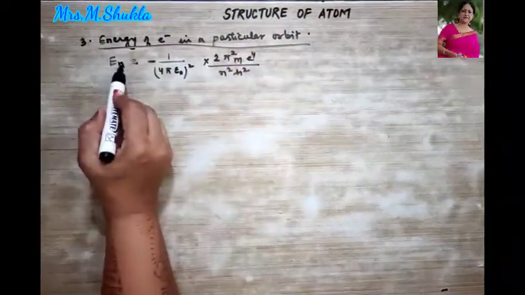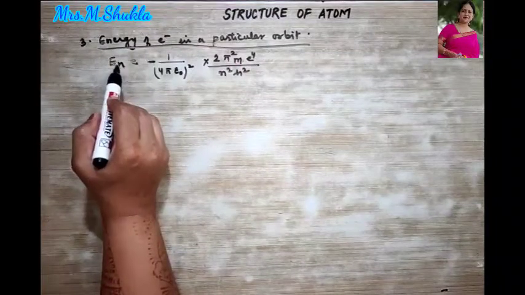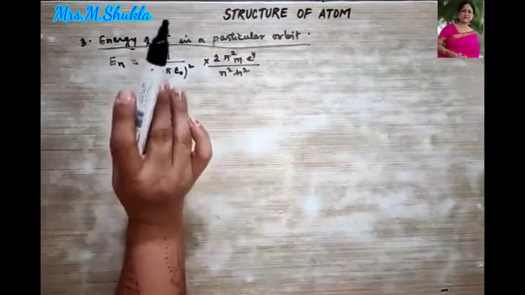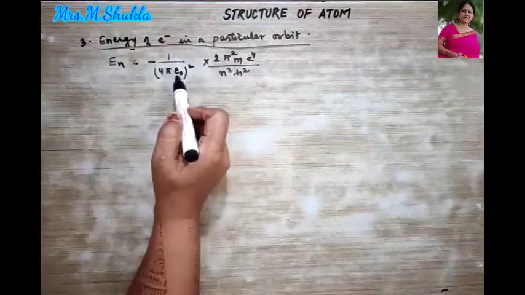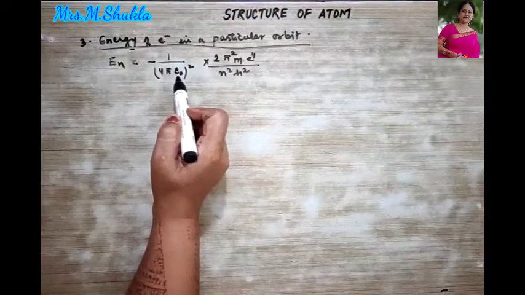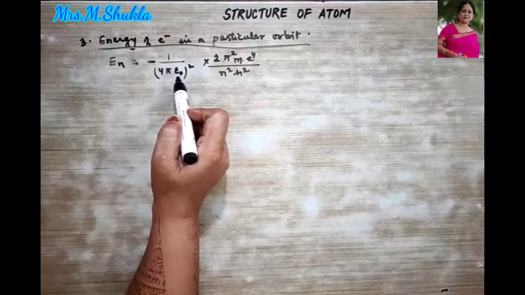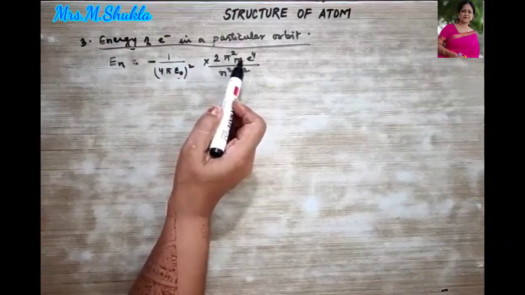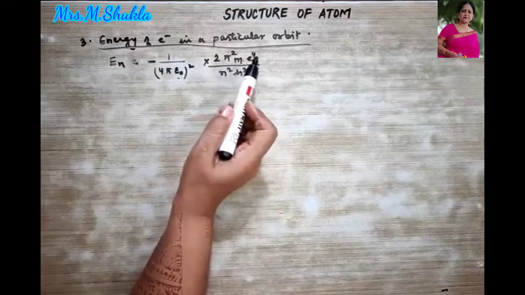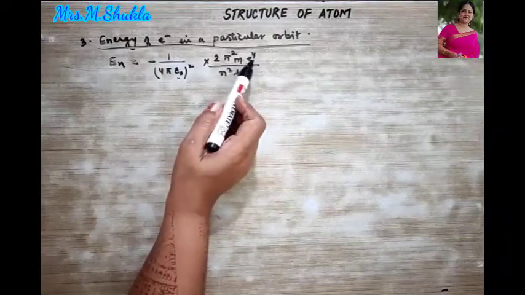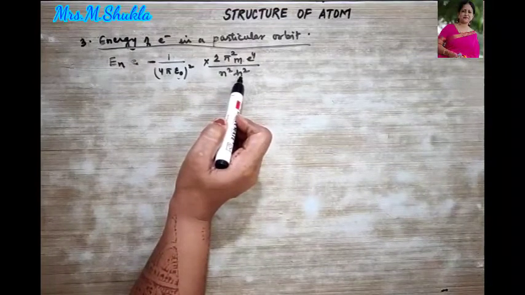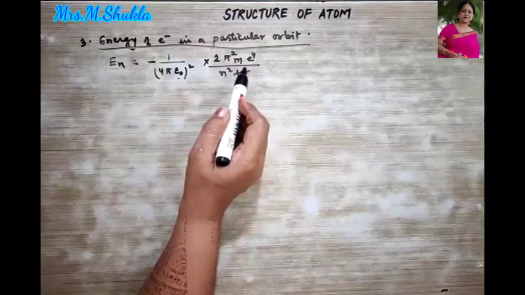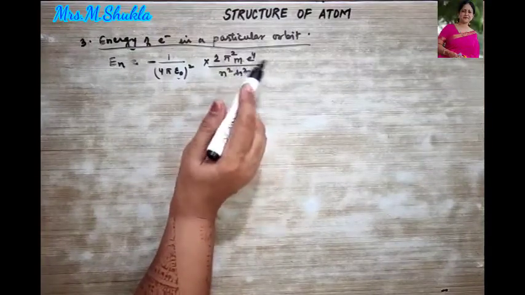Over here try to understand, En is what? Energy of the electron in any particular orbit in the nth energy level. Then as I told you, what is this? This is the permittivity of the free space or in the air or in any medium. Then what is m? M is the mass of the electron. What is e? E is the charge of the electron. And what is h? H is the Planck's constant. What is n? N is the number of the orbit.